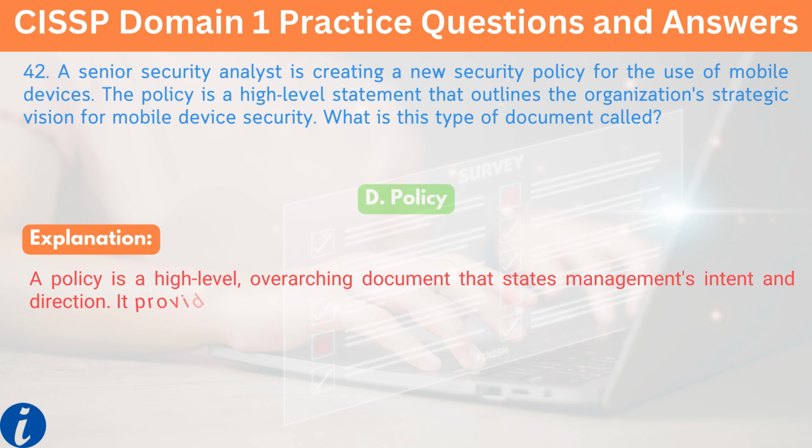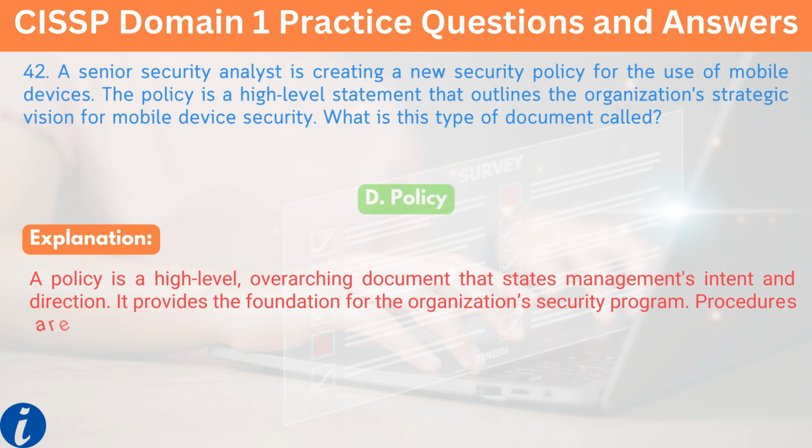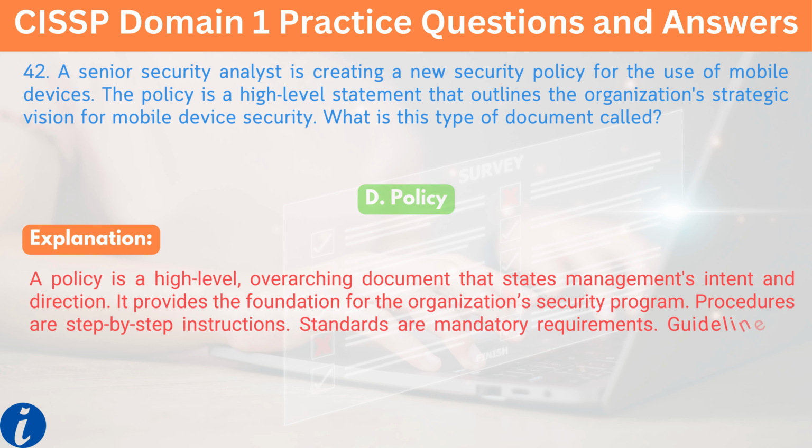Policy. Explanation. A policy is a high-level, overarching document that states management's intent and direction. It provides the foundation for the organization's security program. Procedures are step-by-step instructions. Standards are mandatory requirements. Guidelines are recommendations.